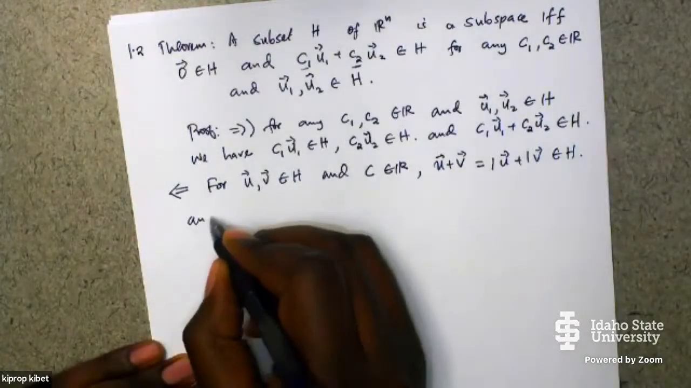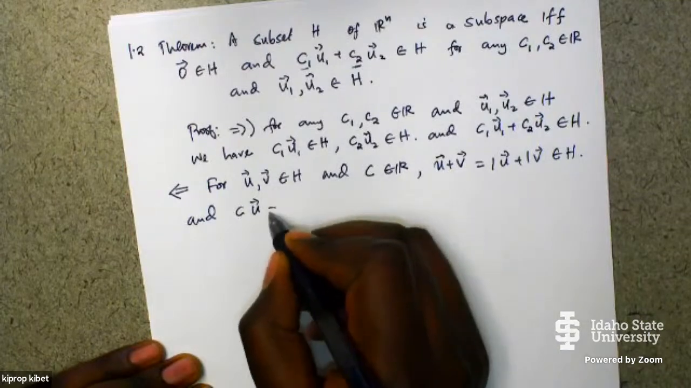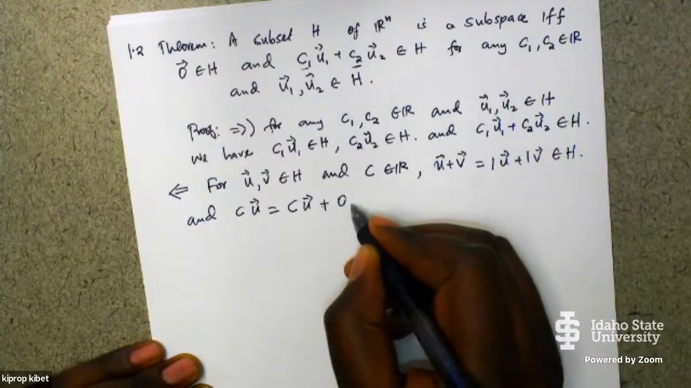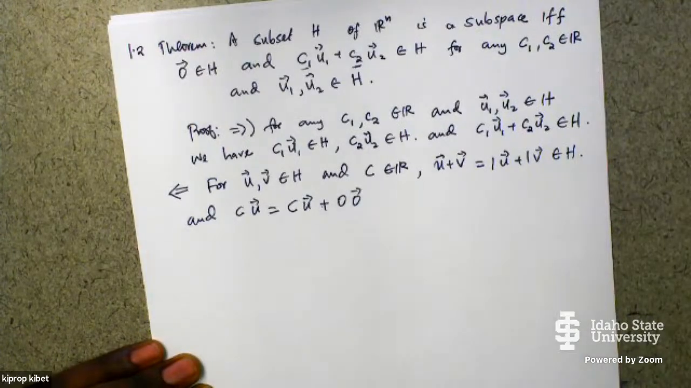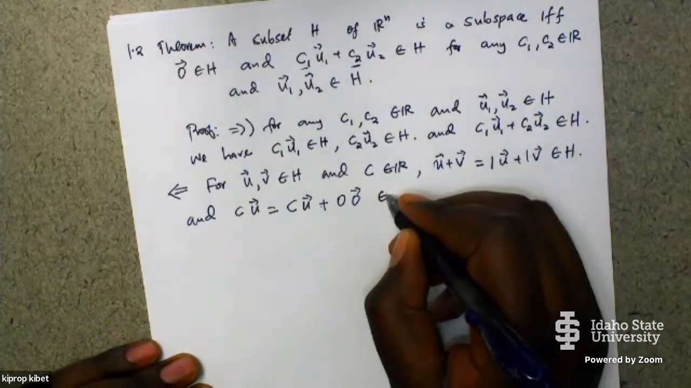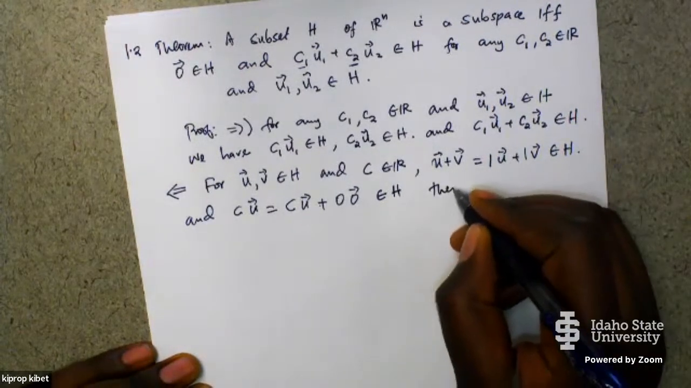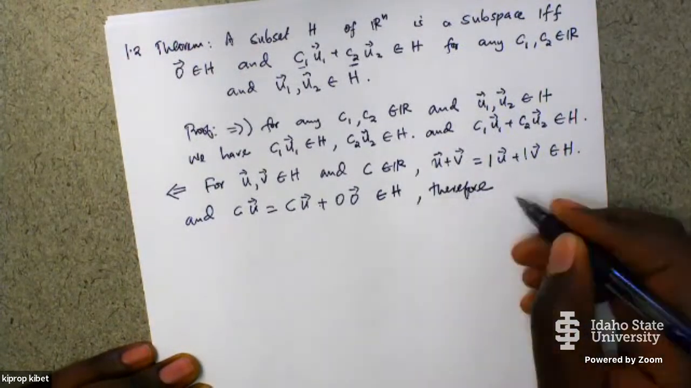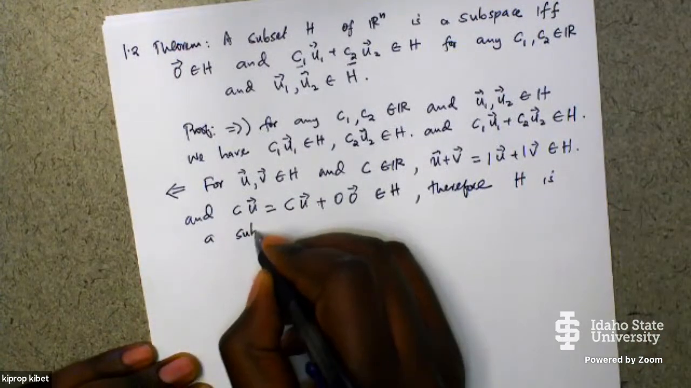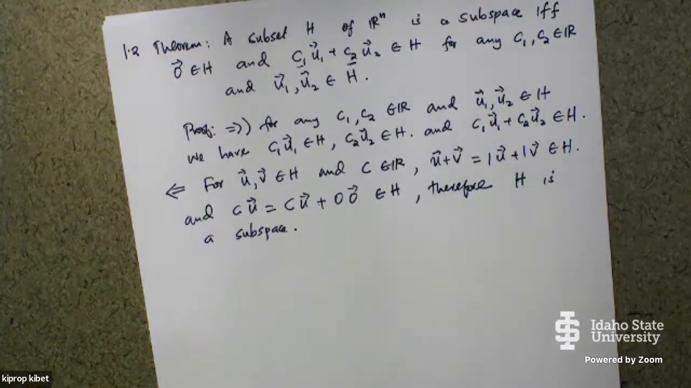Then cu is actually similar to cu plus the 0 vector, and these are also in H. Therefore, H is a subspace.